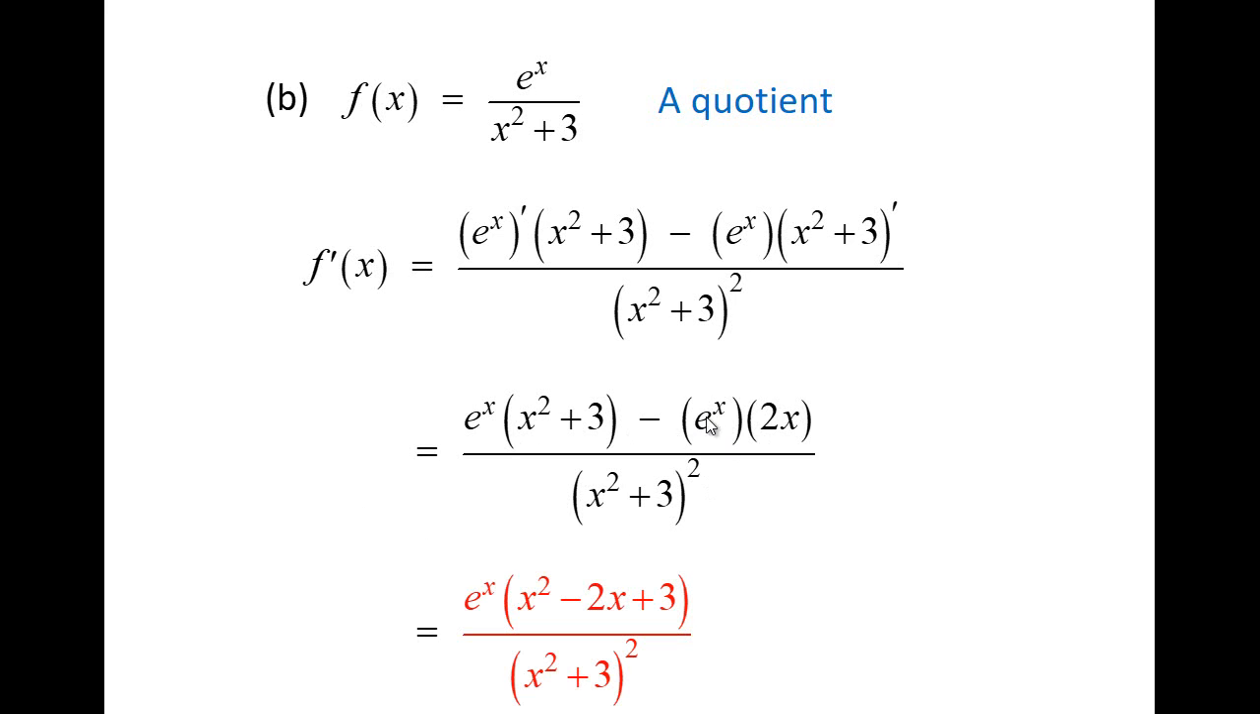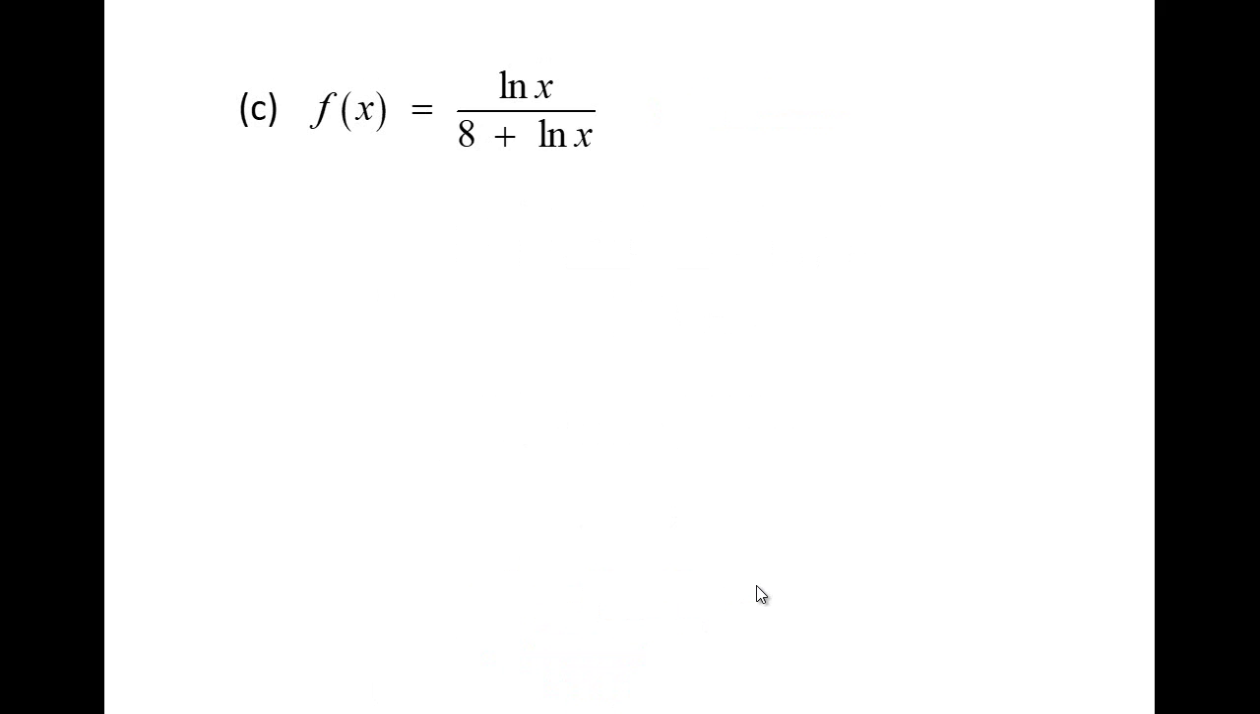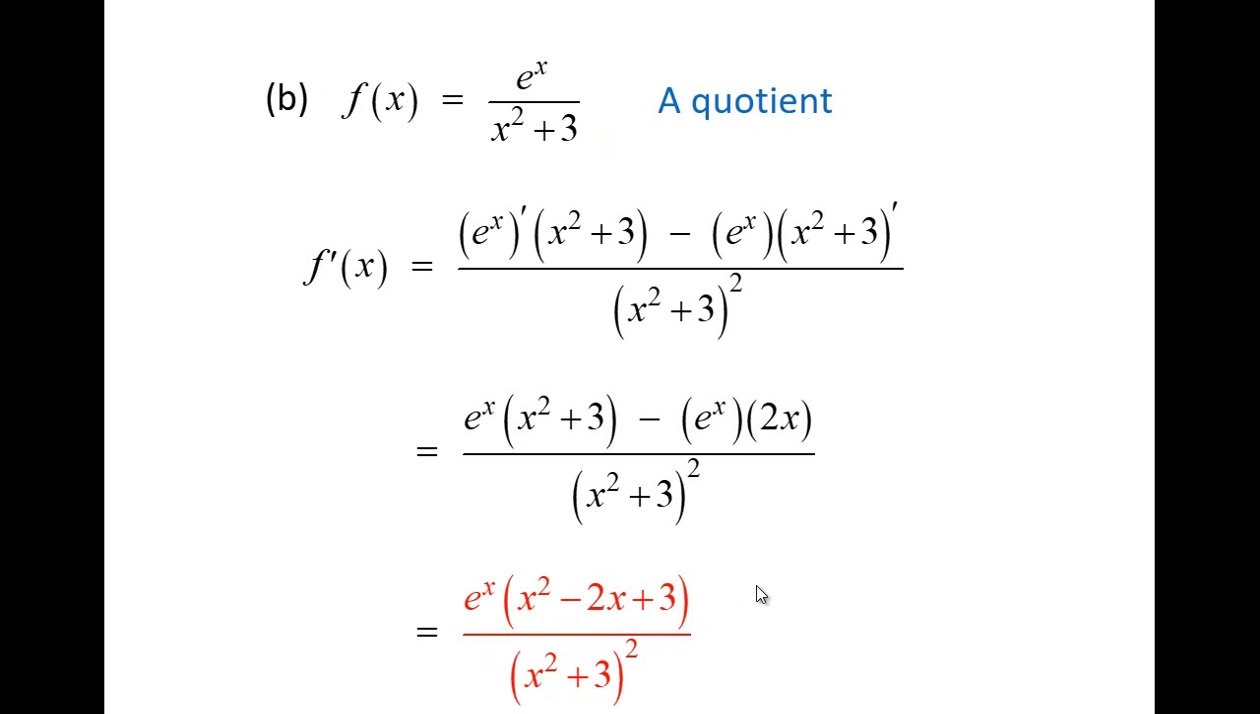So here in the numerator, we're going to factor out e to the x, and if we do that, we get e to the x times x squared minus 2x plus 3. So we get e to the x times x squared minus 2x plus 3 divided by x squared plus 3 squared. Okay, so that's the derivative of this function e to the x over x squared plus 3.